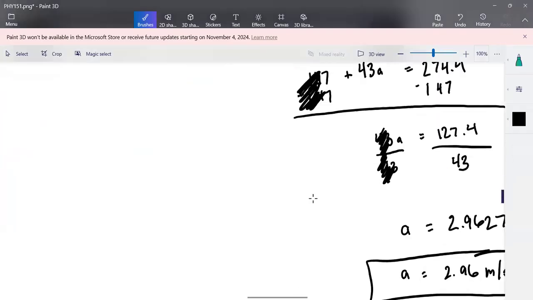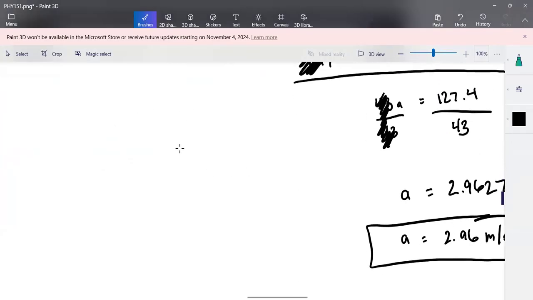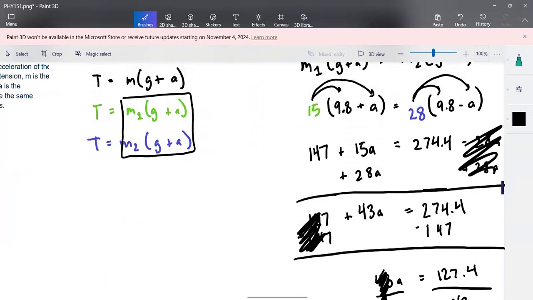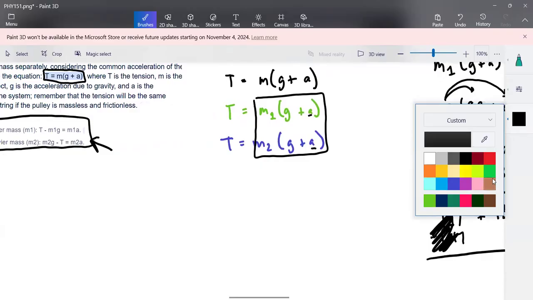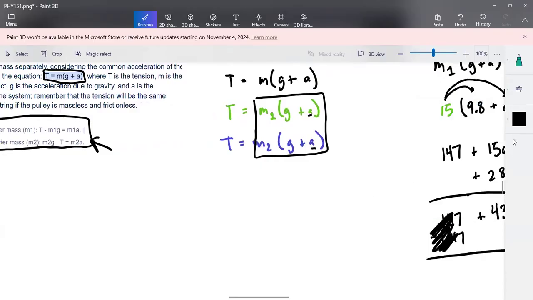So we calculated the acceleration, 2.96 meters per second squared, and you know what we can do? We can solve this in super, super complicated ways, or if we wanted to solve for tension, we can just plug acceleration into either one of these formulas. Let me show you what I mean. Let's just kind of reverse engineer it. Let's take the first one.